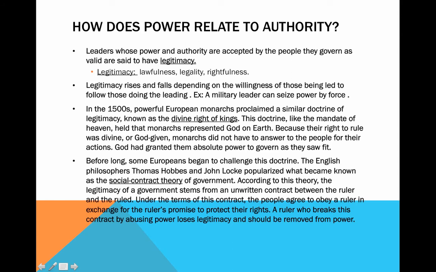Okay, so how does power relate to authority? Leaders whose power and authority are accepted by the people they govern are considered to hold what's known as legitimacy. When you look up the definition of legitimacy, it's pretty much saying that they're legit. Well, that doesn't really define it. So I went ahead and gave you some synonyms that would go with legitimacy, such as lawfulness, legality, and rightfulness. It means they're rightfully there. President Obama holds legitimacy because he was voted into office. It's a valid position of power that he holds.